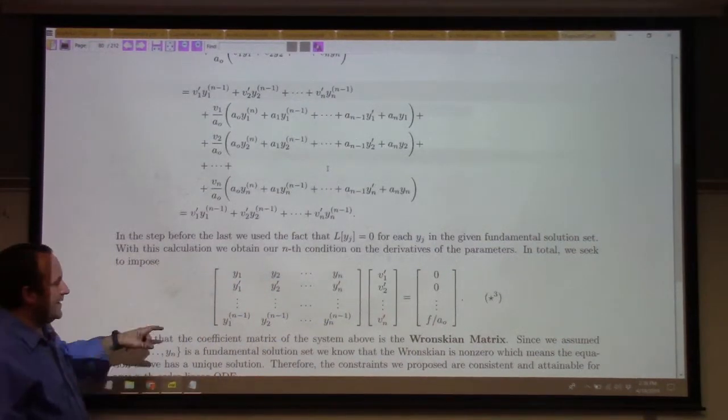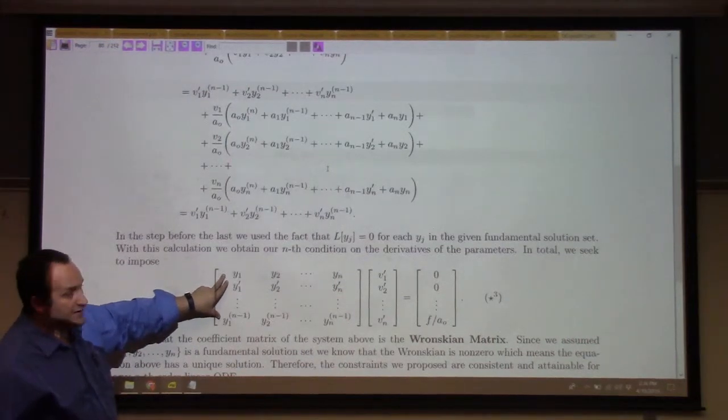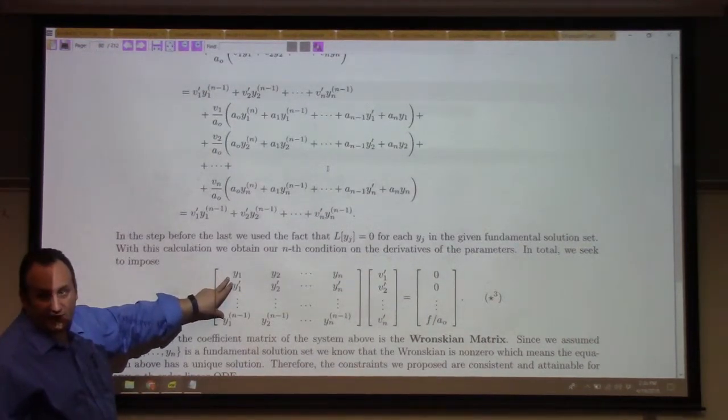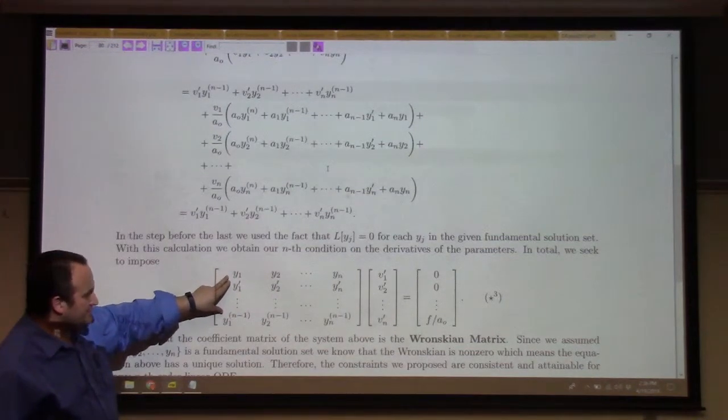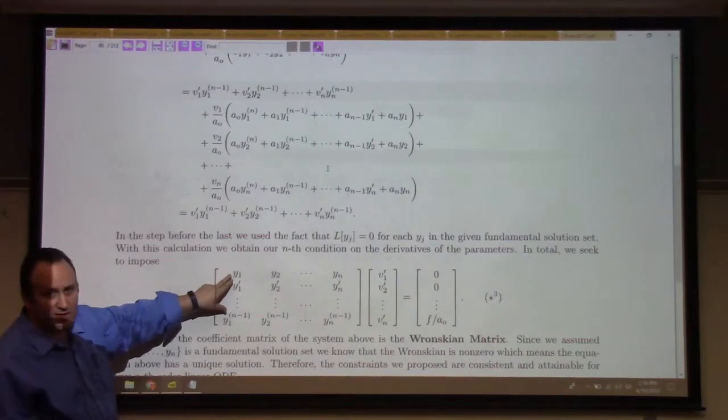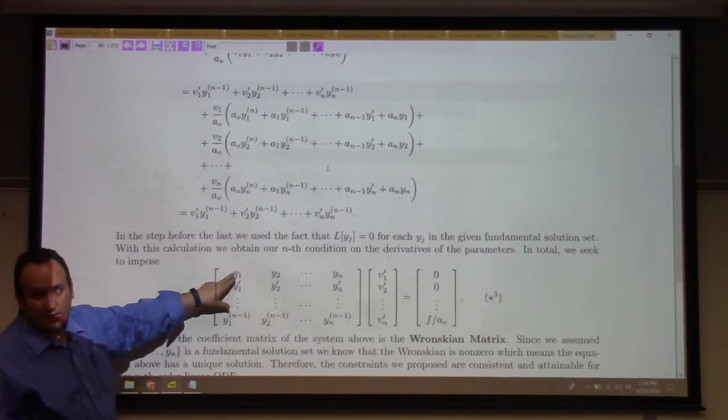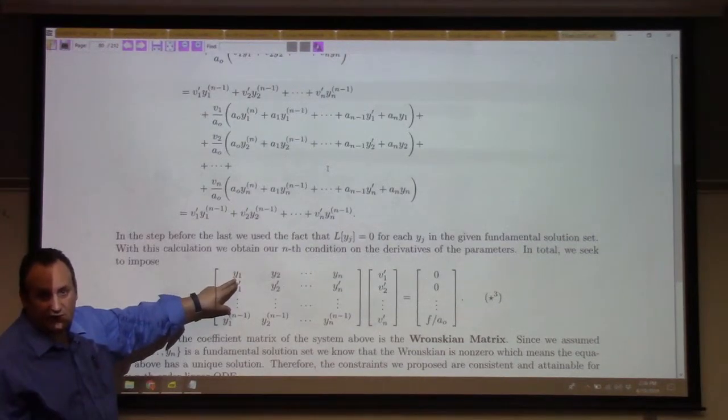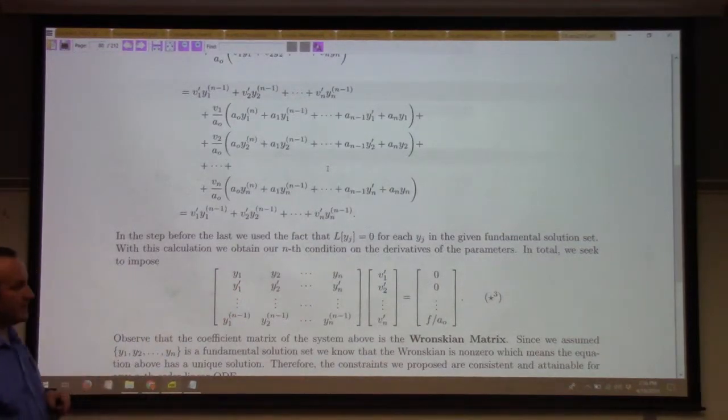And then the beautiful thing is that the determinant of this matrix is what we call the Wronskian of y1 through yn. It can be proved that if y1 through yn are all solutions to the differential equation, and the determinant is non-zero at one point, then it is non-zero everywhere. This follows from something called Abel's formula.